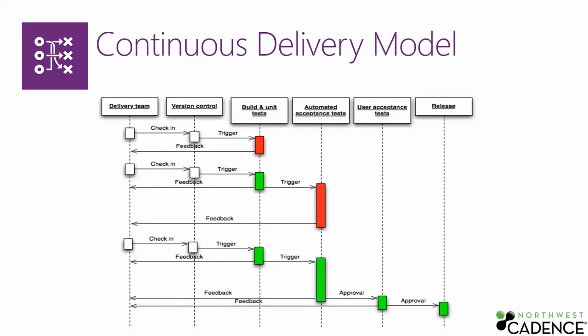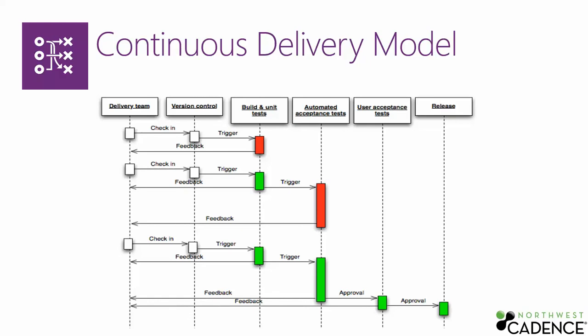So here's an example of a continuous delivery model that we have. The delivery flow model, this is kind of an overview of one that has a number of feedback loops. What you do is the delivery team from the far left checks in code with version control, which triggers a build, right? So maybe this is a continuous integration build.